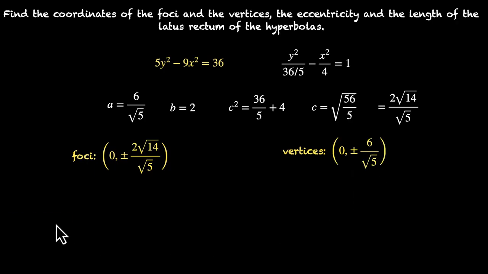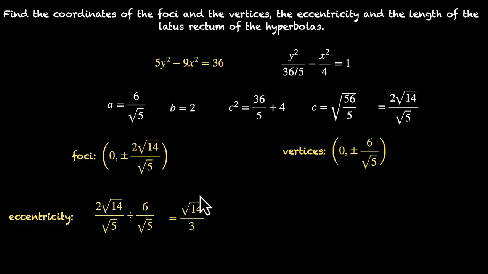What about the eccentricity? That's c by a. So that's 2 root 14 by root 5 divided by 6 by root 5. Root 5 cancels out. 2 by 6 is 1 by 3. So this becomes root 14 by 3. So that's our eccentricity. This is definitely greater than 1. Root 14 is between 3 and 4. So yeah, eccentricity is greater than 1.